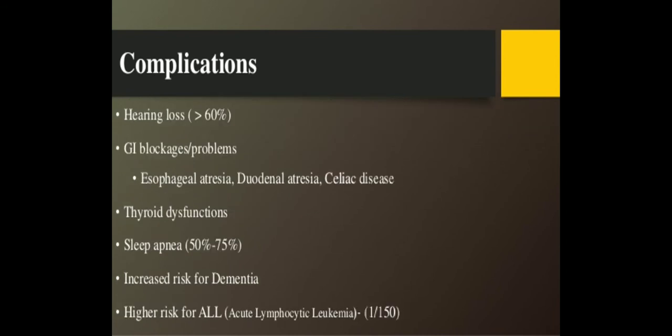There will be less than 60% hearing loss, gastrointestinal blockage or problems like esophageal atresia. There will be constriction in the esophagus, duodenal atresia, constriction of the duodenum, and celiac disease. This is one type of malabsorption disorder. There will be thyroid dysfunctions, sleep apnea, increased risk for dementia in the later age of life, and higher risk for acute lymphocytic leukemia.